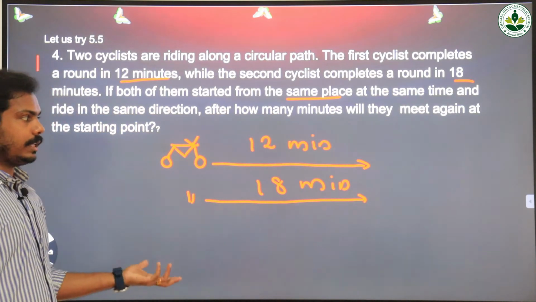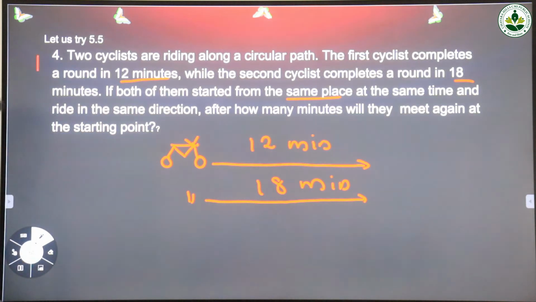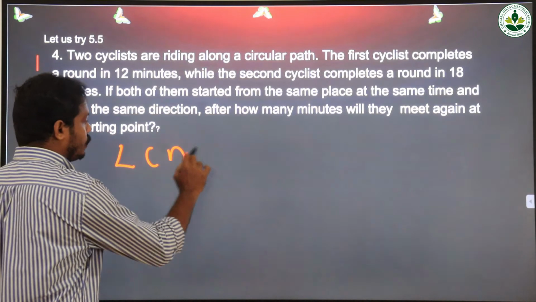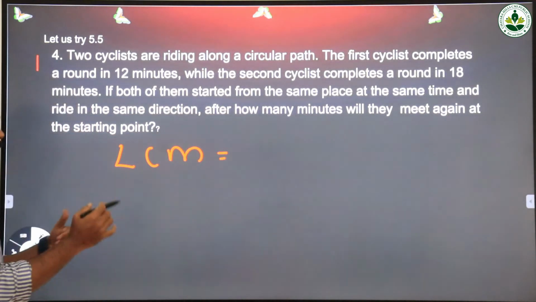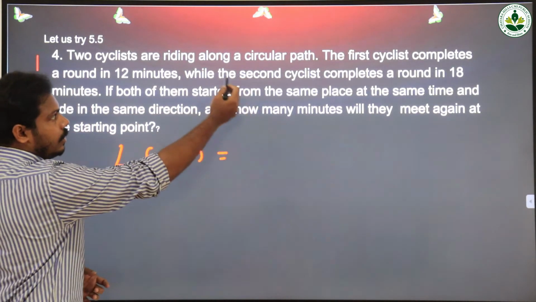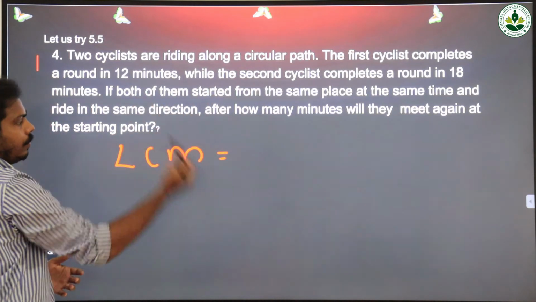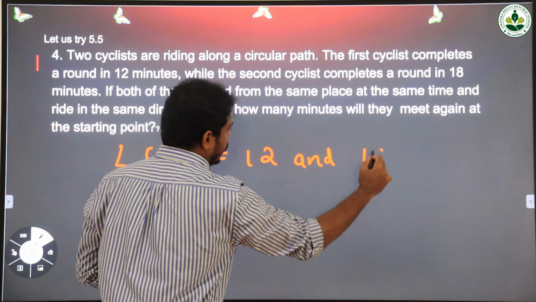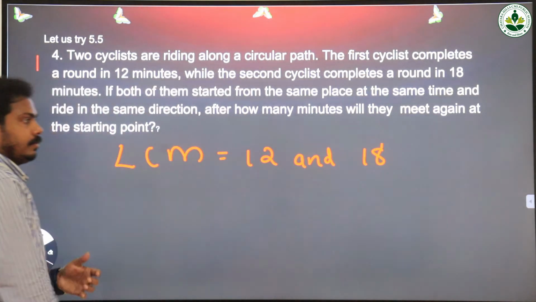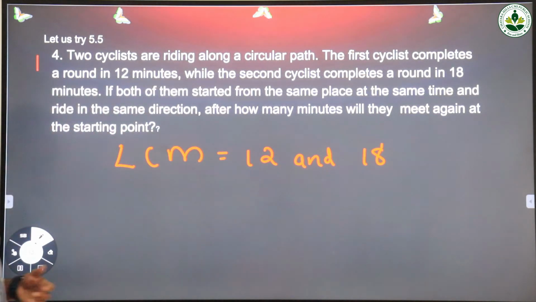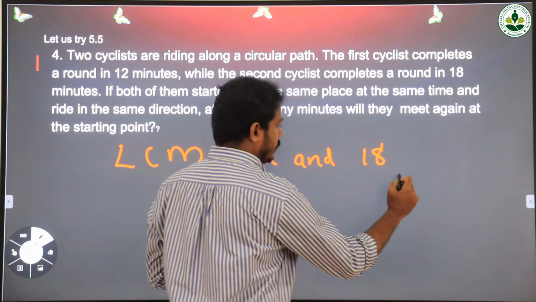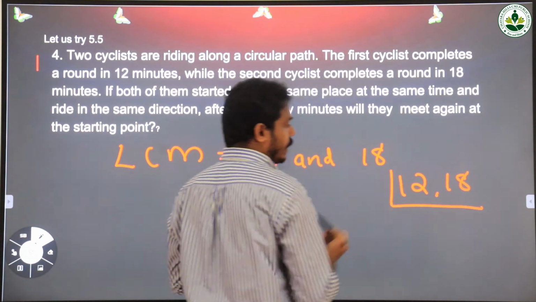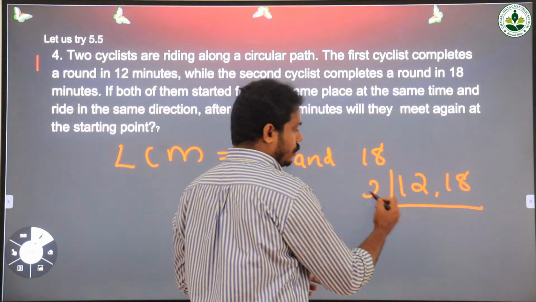So here we find the LCM of the given numbers. LCM is the least common multiple, the smallest possible, least common multiple of the given numbers, 12 and 18. I will write down the given numbers, 12 and 18, and divide. We can divide these two numbers by 2.